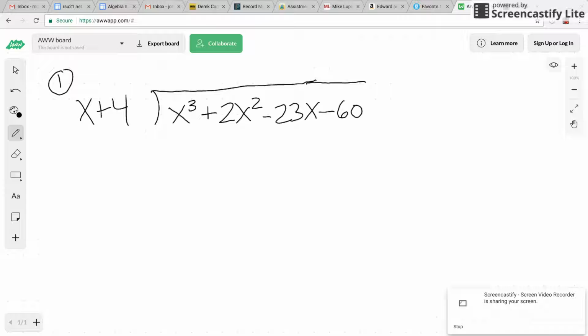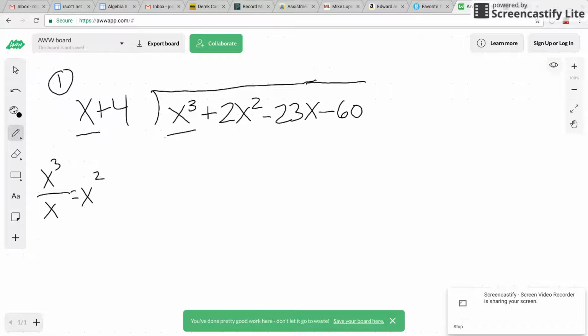So just like we reviewed in class today, the first question you ask is how many times does x go into x cubed? Another way of saying that is what's x cubed divided by x? And we know that this is equal to x squared. Remember, we subtract the exponents. 3 minus 1 is 2. So x squared is my very first quotient in completing this problem.